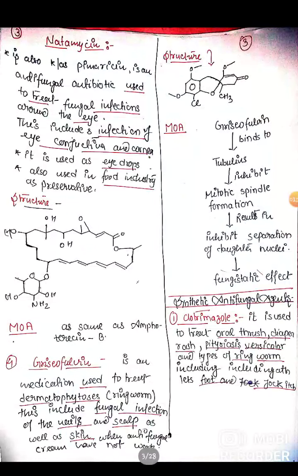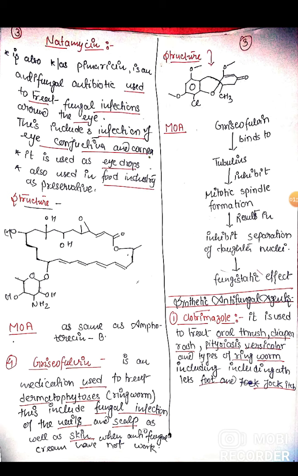So the next drug is griseofulvin. Griseofulvin is a medication used to treat dermatophytosis, that is ringworm. This includes fungal infection of the nails and scalp as well as skin. It is used when antifungal creams have not worked. The structure of griseofulvin is as follows. The mechanism of griseofulvin is that it mainly inhibits the tubulin protein, which inhibits mitotic spindle formation, resulting in the suppression of daughter nuclei and ultimately producing a fungistatic effect.